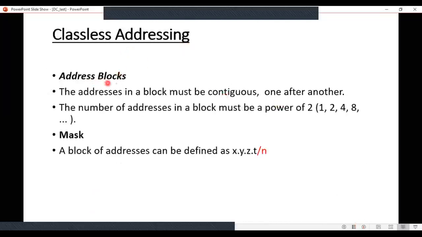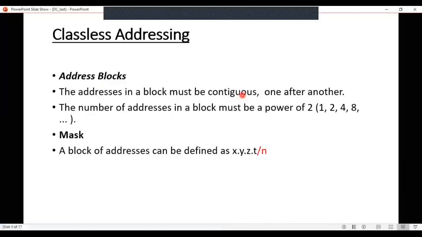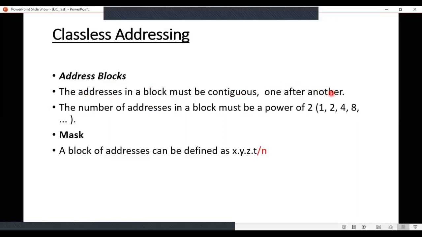Now we'll see how the address blocks are represented. The addresses in the block must be contiguous in classless addressing. Classless addressing was designed to overcome the address depletion and give more organizations access to the internet. There are no classes like in classful addressing, but the addresses are still granted in the form of blocks. These address blocks must be contiguous, one after the other, and the number of addresses in the block must be a power of 2.